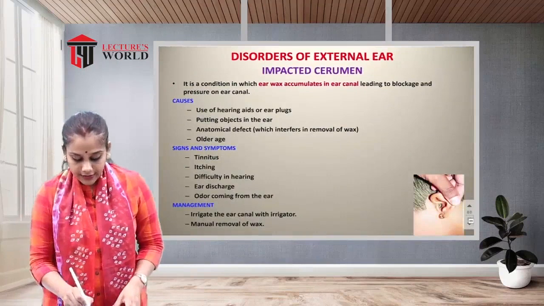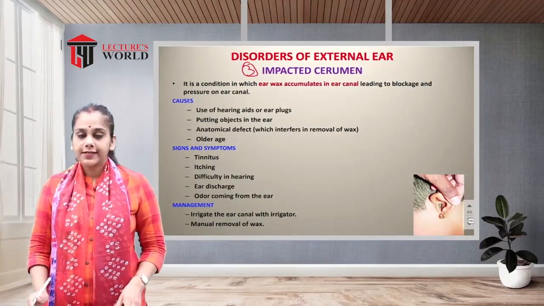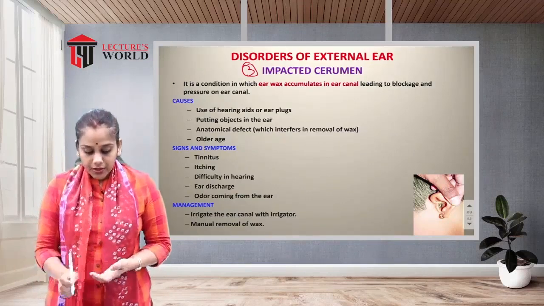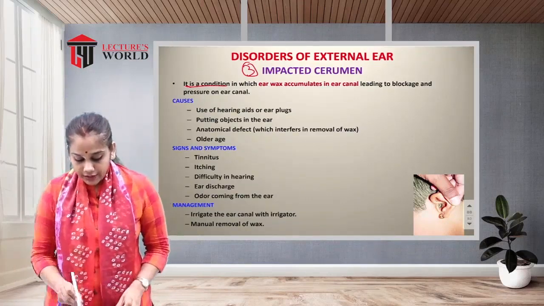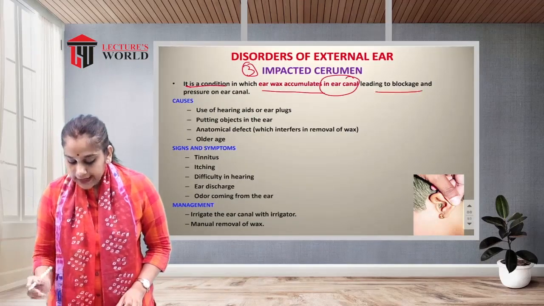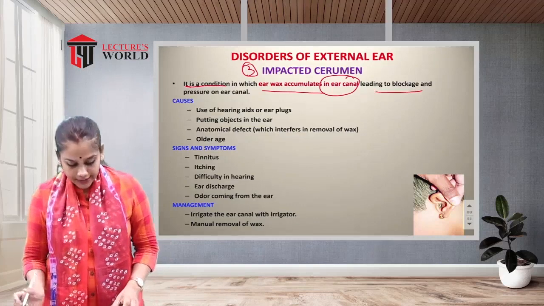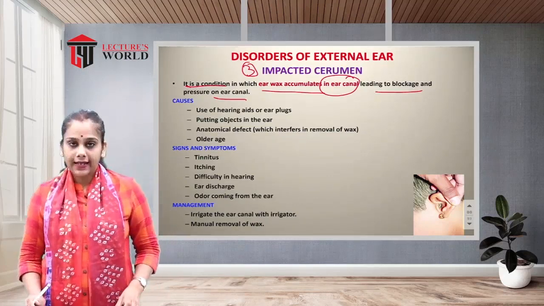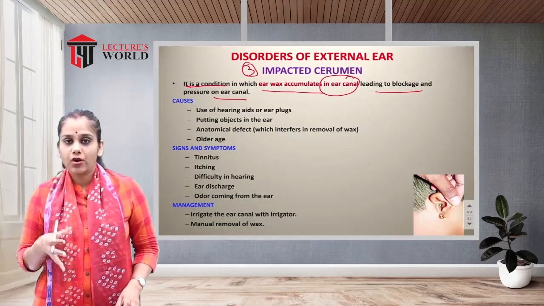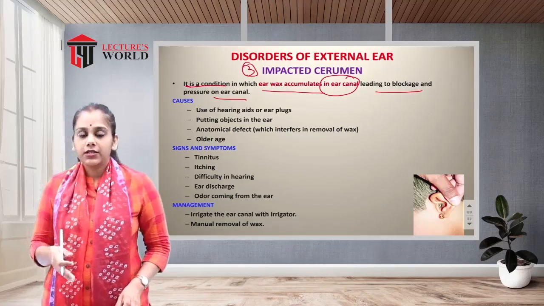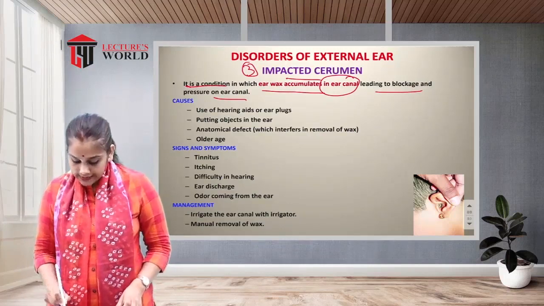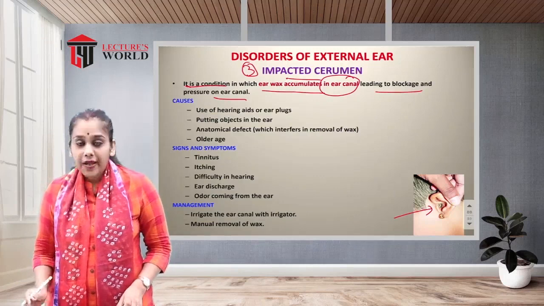Then the third one, the disorder of the external ear, is impacted cerumen. Okay. It is a condition in which ear wax accumulates in the ear canal, leading to blockage and pressure over the ear canal. So there will be collection or accumulation of the cerumen or wax in the external canal, that is known as impacted cerumen. You can see in this figure there is the impacted cerumen.